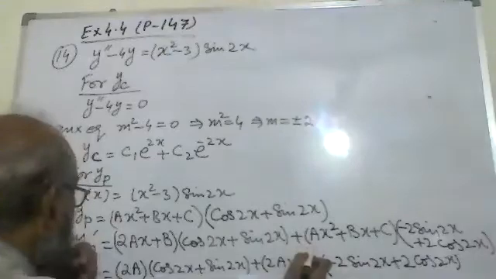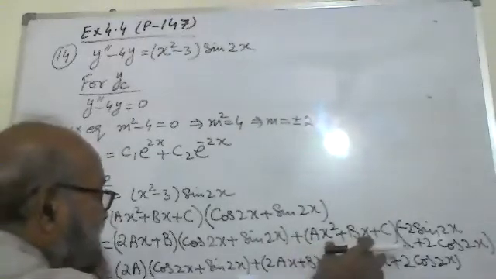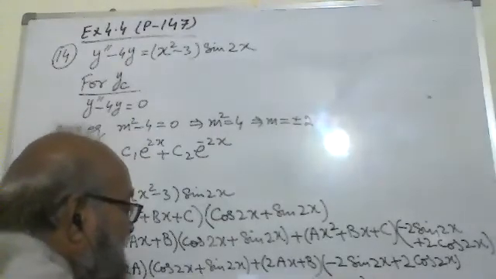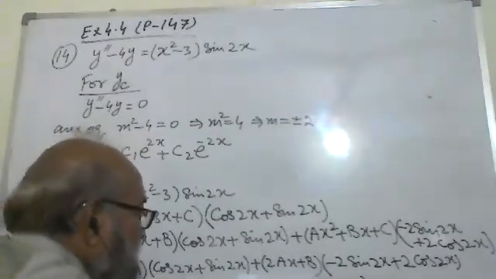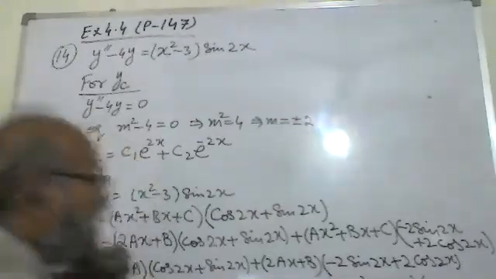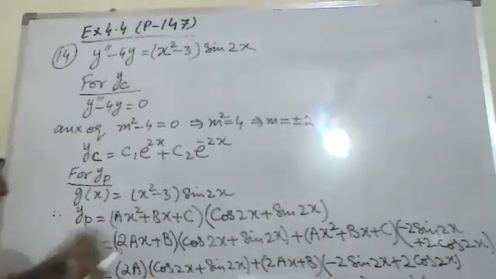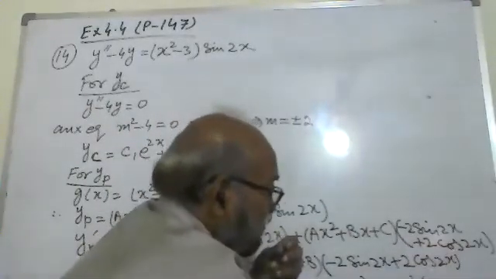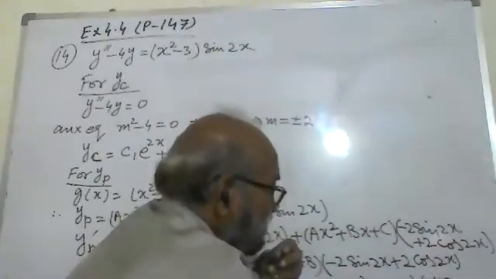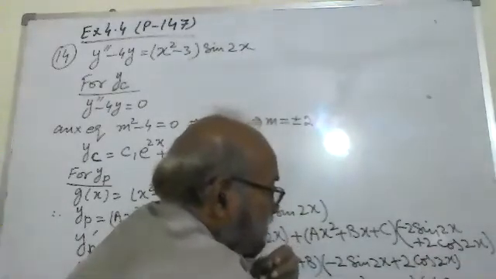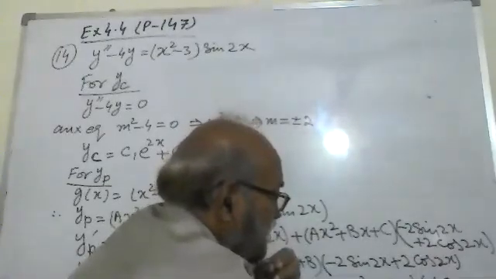The first function as it is, ax square plus bx plus c, into the derivative of this one will be equal to 2 minus 4 cos 2x, and the derivative of cos will be minus 4 sine 2x.